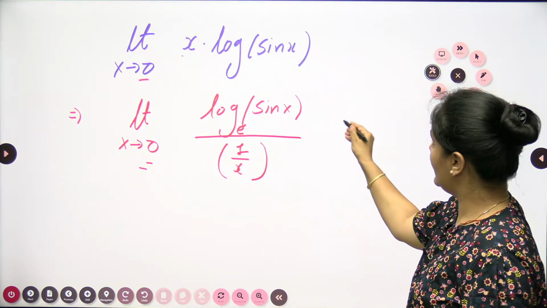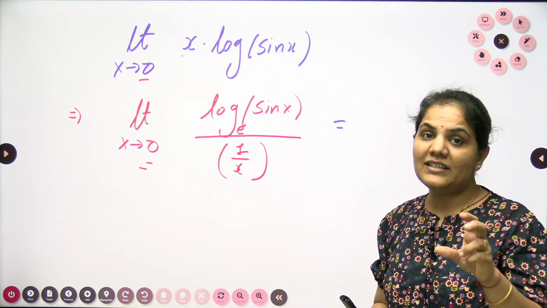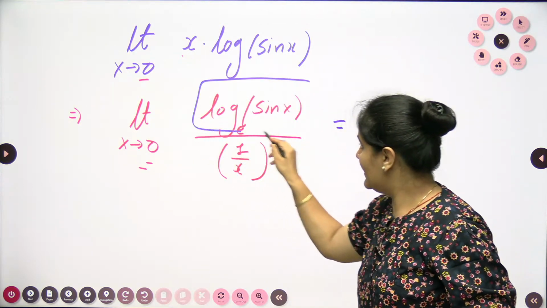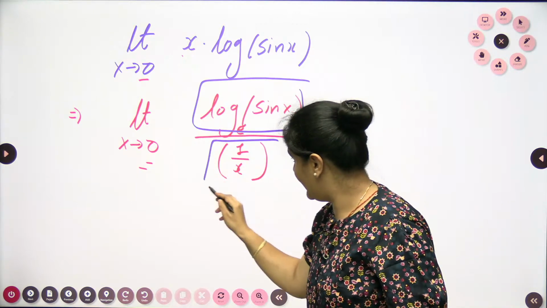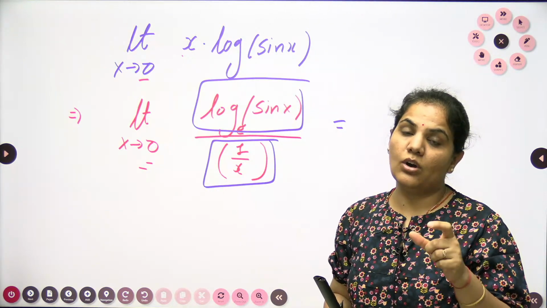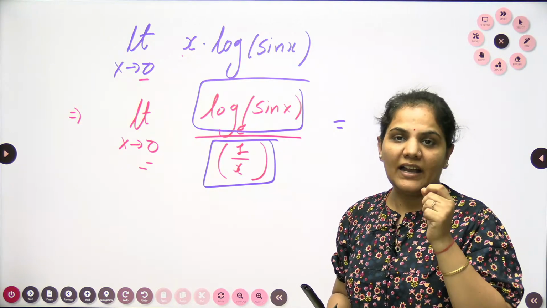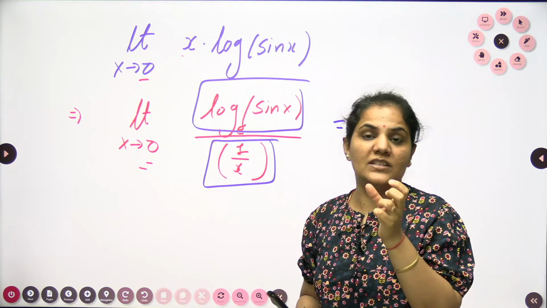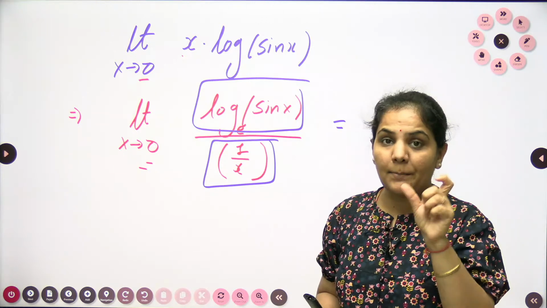When I go with L'Hospital's rule, I need to differentiate the numerator and the denominator separately. According to L'Hospital's rule, I need to take the differentiation of the numerator and the differentiation of the denominator, but I will not go with the u by v form. So this we will solve separately.